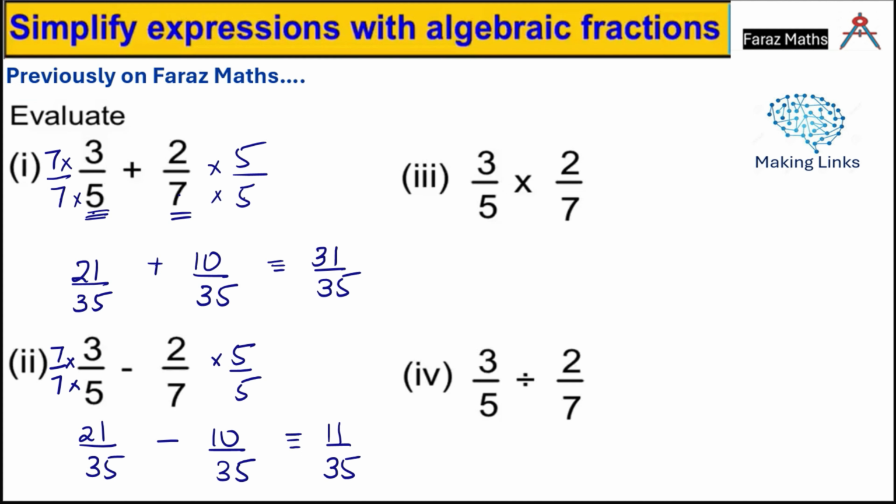Okay, the third one. What you have to do here is 3 times 2, which is 6, and 5 times 7 is 35, and that's our answer, 6 over 35.